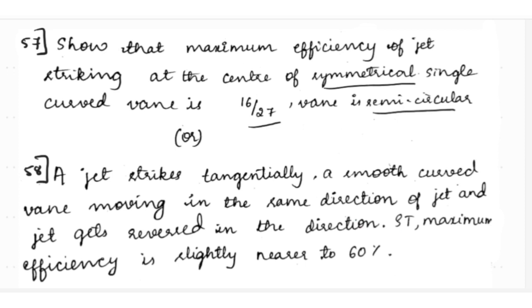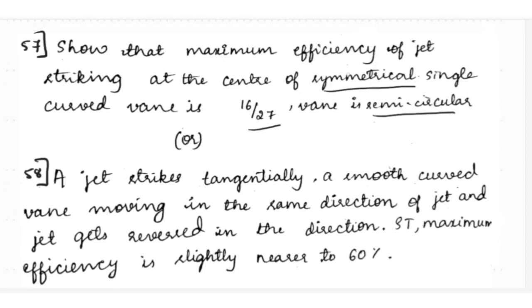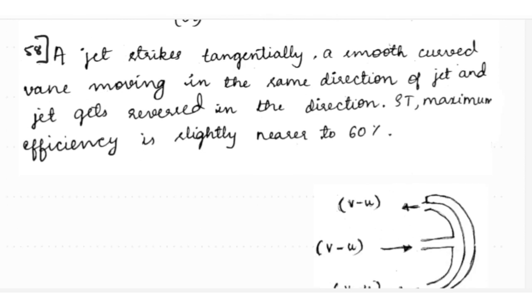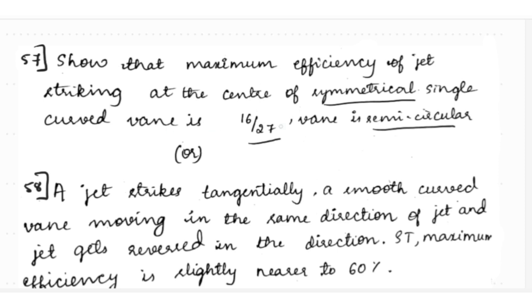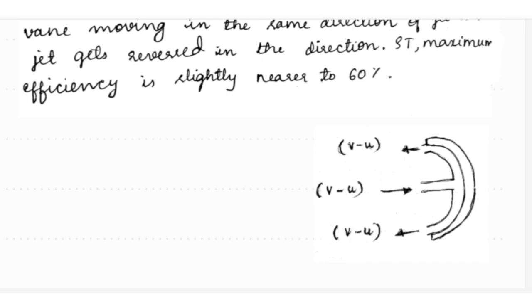So let us draw the curved vane. Here you can see the jet strikes this curved vane. If I do the solution for the first question, that is the 57th question, here the jet will strike the curved vane at the center. So I will draw here v minus u. Here the plate is moving, so the jet strikes the curved vane at the center with velocity v minus u and gets reflected in the reverse direction. So that is v minus u.